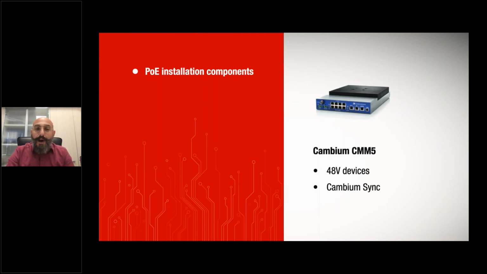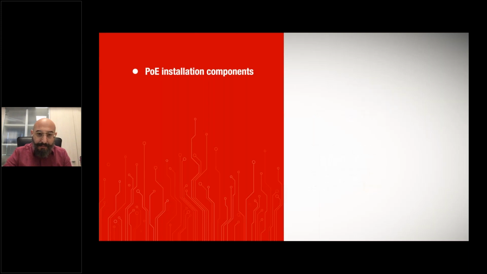Another way to power your devices, the newer devices, is the Cambium CMM5. If you need Cambium devices like Medusa or 450i, you need another kind of Cambium sync method. As I told you, the Cambium sync, and they work at 48 volts. So this is another way to power your devices.